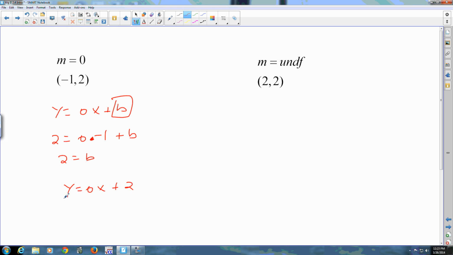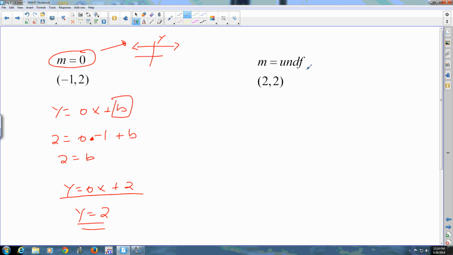I suppose you guys could leave it there. My preference is, though, you go, oh, 0 times anything is 0, so it's just y is equal to 2. And this would be your final answer. Notice once again, it only has a y value, so it's only crossing the y-axis. It's doing it at 2. I'm just reinforcing to you guys that that has a slope of 0, so it's a horizontal line. Notice it only has a y in the equation, so it's only crossing the y.